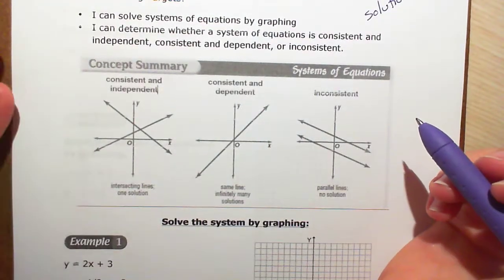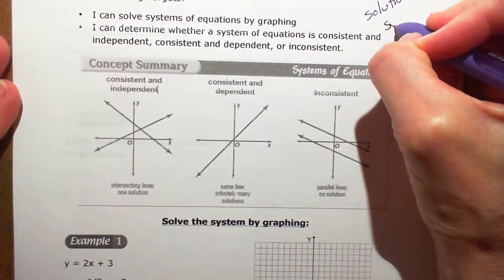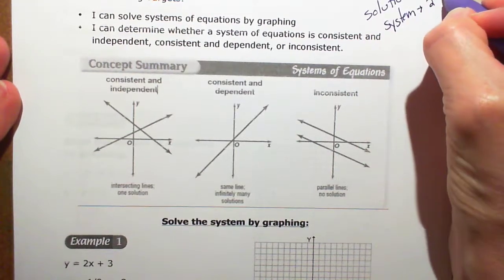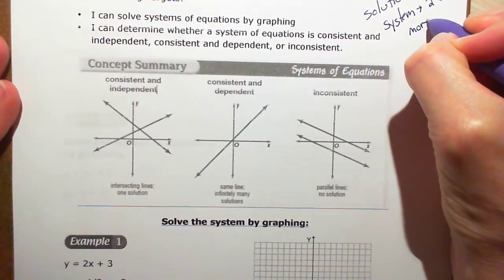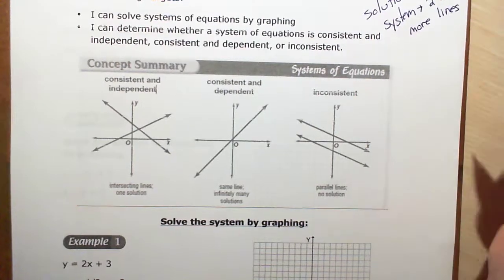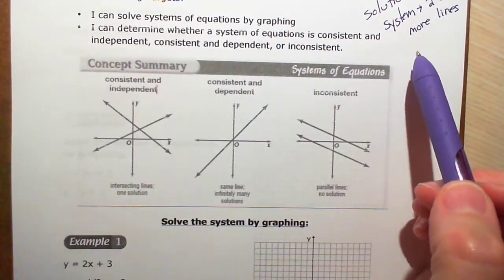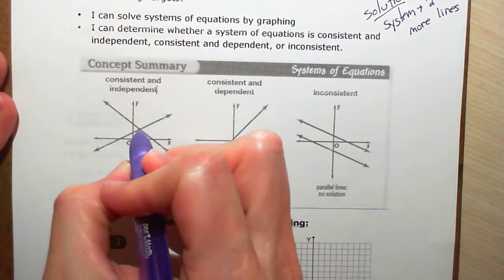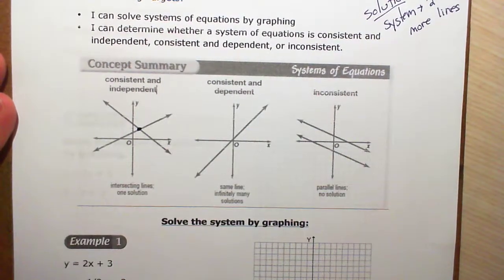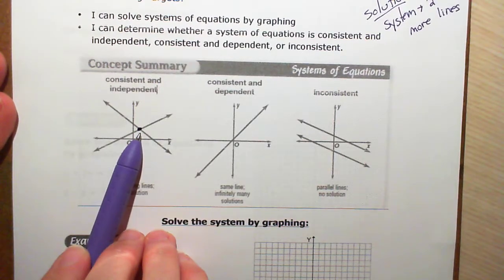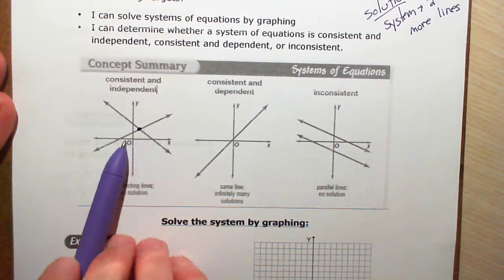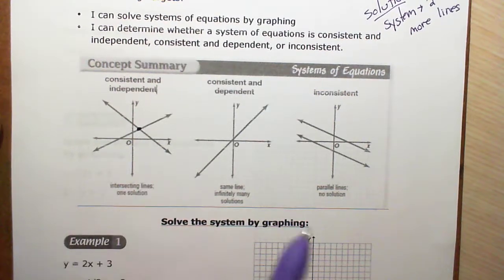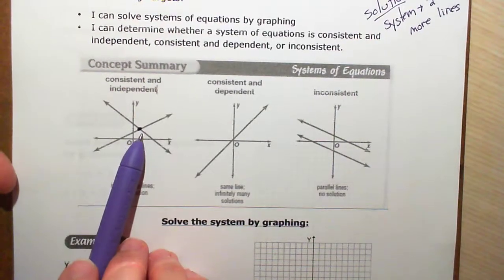The first thing you want to remember or know is that a system just means two or more lines. I would add this to your notes. A system of linear equations is two or more lines, and a solution would be the point where they intersect. A solution is a coordinate point that is a solution to both lines. So an x and a y, a point that lies on both lines, the point where they intersect.